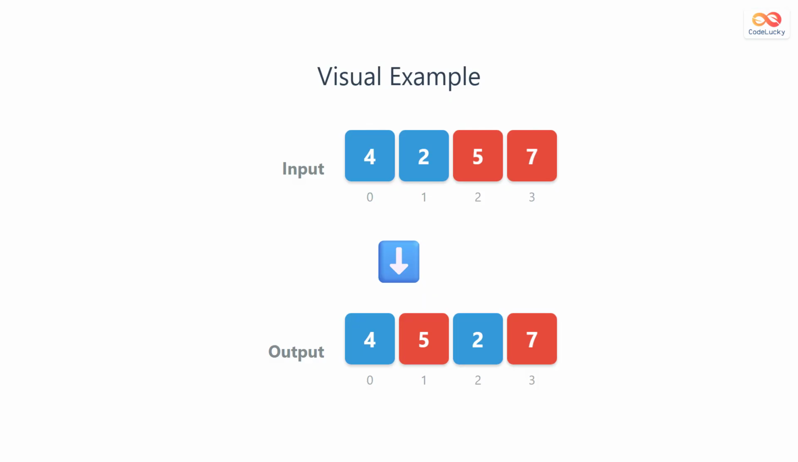Let's look at an example. Here we have an input array. Notice how at index 2 we have an odd number 5. This is a mismatch because index 2 is even. In our output, we rearrange the elements so that index 0 has an even number, index 1 has an odd number, index 2 has an even number, and index 3 has an odd number.